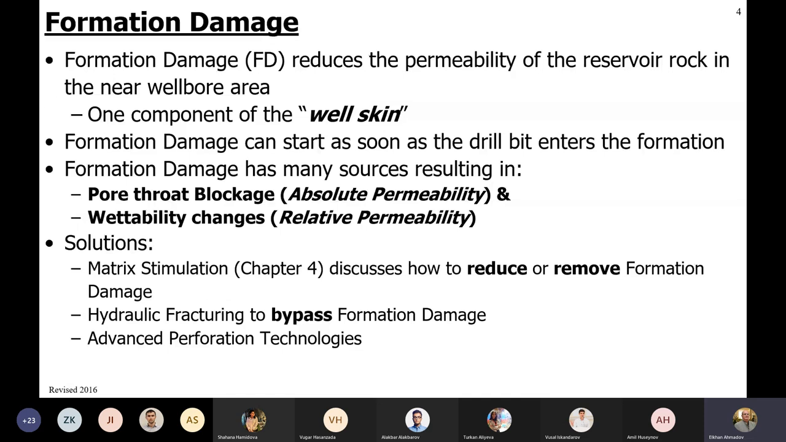It is one component of the well skin. As you know, well skin, we will talk about that. Skin has many components, so one of these components is the formation damage. The bad thing with formation damage is that it happens in the near wellbore area.